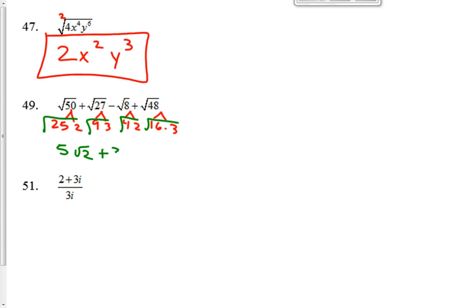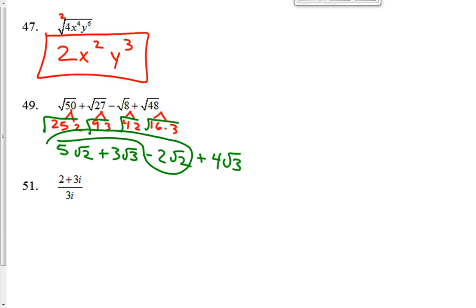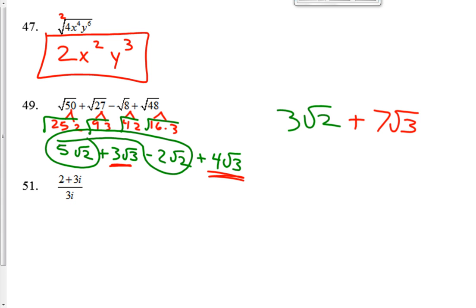The square root of 9 is 3, so you'd get 3 root 3. The square root of 4 is 2, so it'd be 2 root 2. The square root of 16 is 4. Now you could combine like radicals. So 5 root 2 minus 2 root 2, this right here, is 3 root 2. And then a positive 3 root 3 and a positive 4 root 3 make a positive 7 root 3. There's the answer for question number 49.